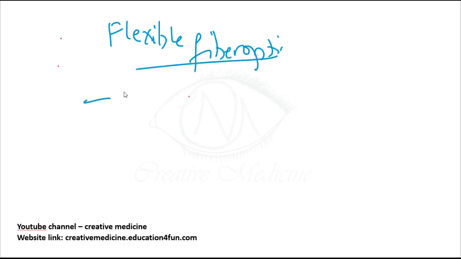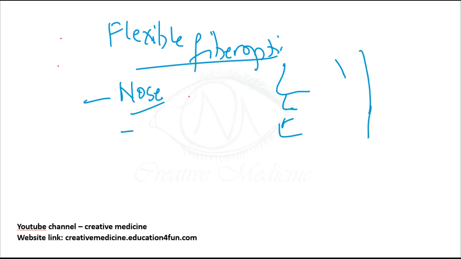The next important thing is flexible fiber optic bronchoscopy. This is actually done through the nose. The structures seen through the nose: this is the nose of the person, and this is the posterior choana. Now you have put the fiber optic bronchoscope through the nose, and you can see the posterior choana.